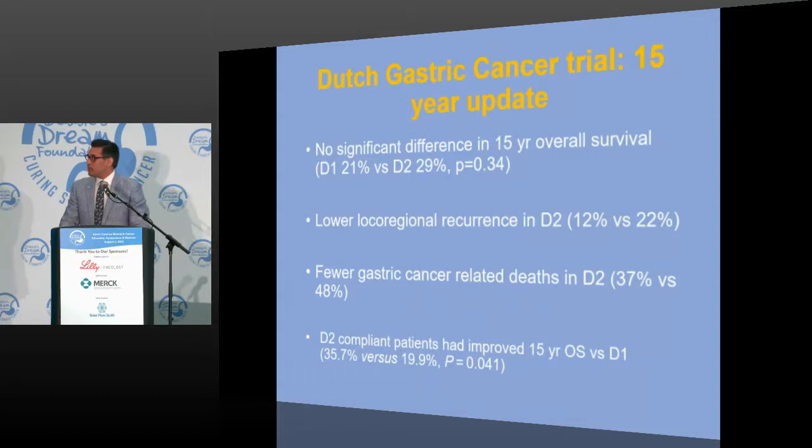And so the best known Western study, there's a clinical trial that compared D1, a limited lymph node dissection, to a D2, which was an extended lymph node dissection. The initial results didn't show any survival advantage to the extended lymph node dissection. But what they found when they reviewed all the data 15 years later is that when you take out the patients who had spleen removal and pancreas removal and just had the extended lymph node dissection, those patients actually did better. And their overall survival at 15 years was improved compared to those that had a limited lymph node dissection.